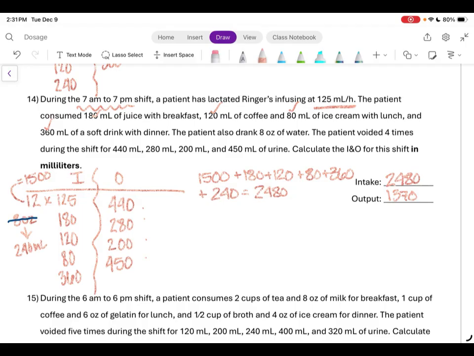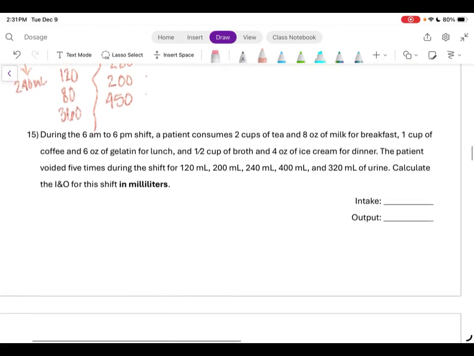Okay. So on the test, please remember, some of you made this mistake on the quiz, right? You caught the 125, but it's per hour during your 12-hour shift, so you have to multiply it by 12. Okay? Let's move on to this one.